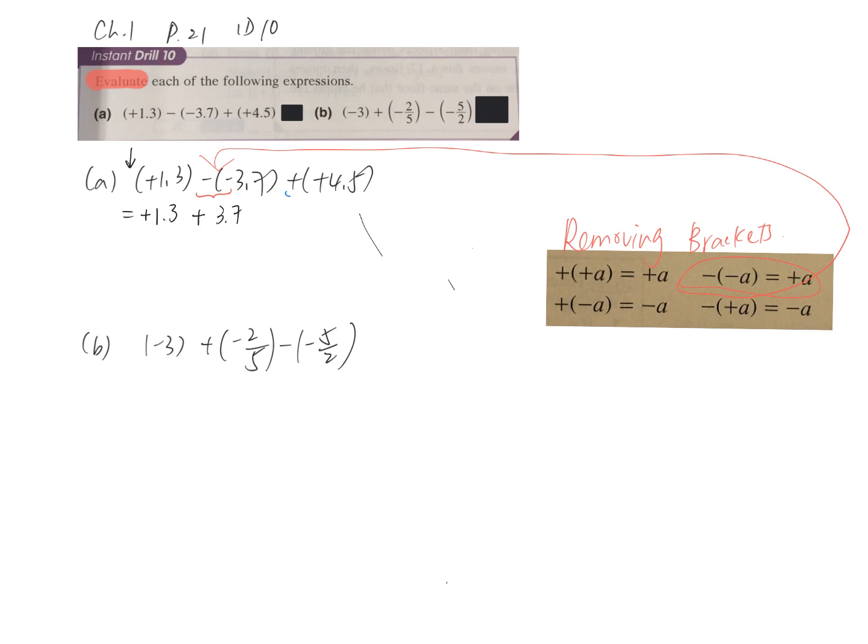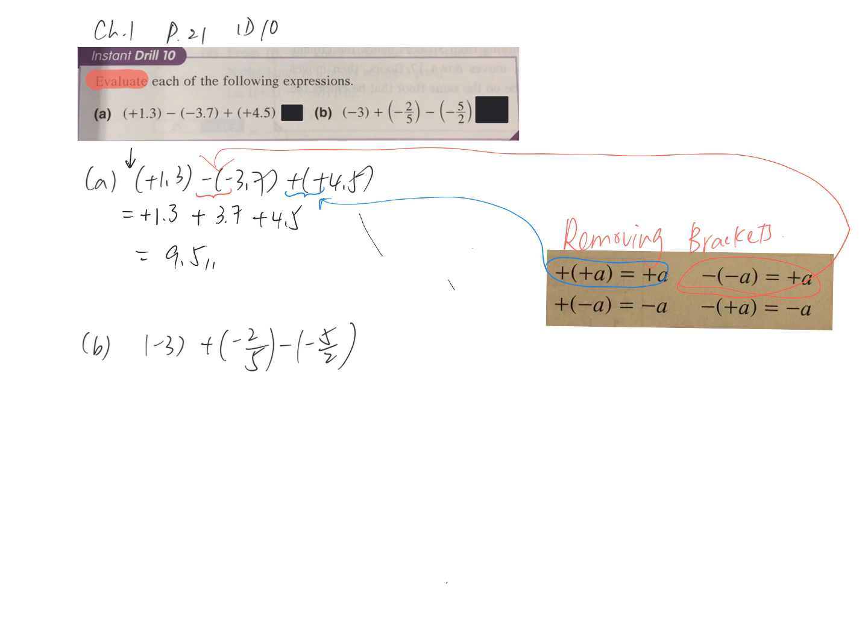And the next bracket, positive with positive. So this one is easy. We are using this rule. And that's why what we have got is a positive of 4.5. So now the question after removing brackets becomes 1.3 plus 3.7 plus 4.5. So the answer is then 9.5.